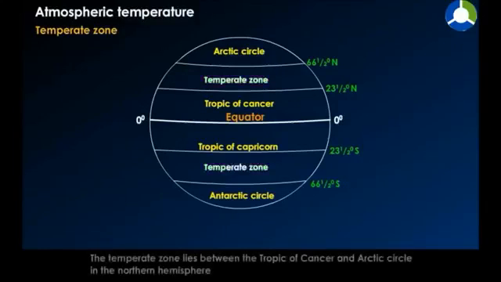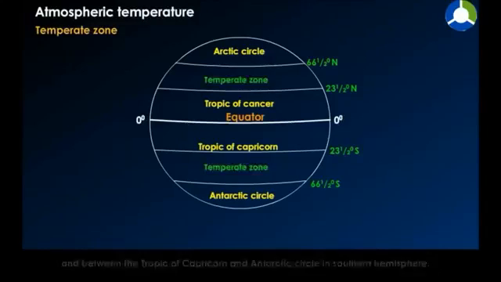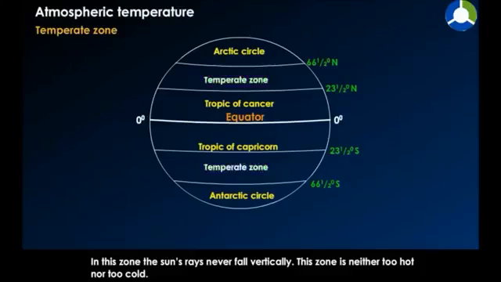Temperate zone. The temperate zone lies between the Tropic of Cancer and Arctic Circle in the northern hemisphere, and between the Tropic of Capricorn and Antarctic Circle in the southern hemisphere. In this zone, the sun's rays never fall vertically. This zone is neither too hot nor too cold.